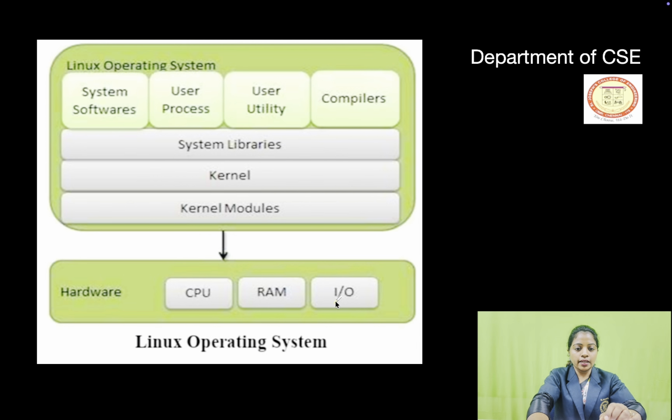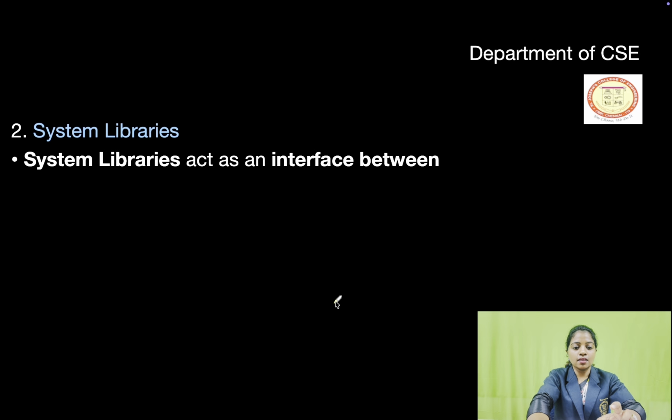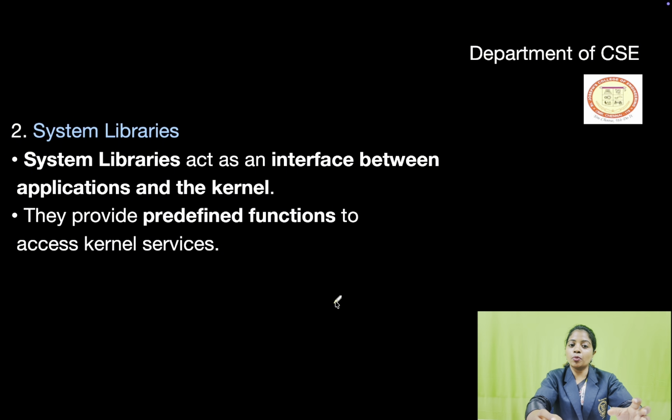And here the next component is system libraries. System libraries act as an interface between the applications and the kernel. They provide some predefined functions to access the kernel services. Whenever applications want to access any kernel services, the system libraries will provide predefined functions.